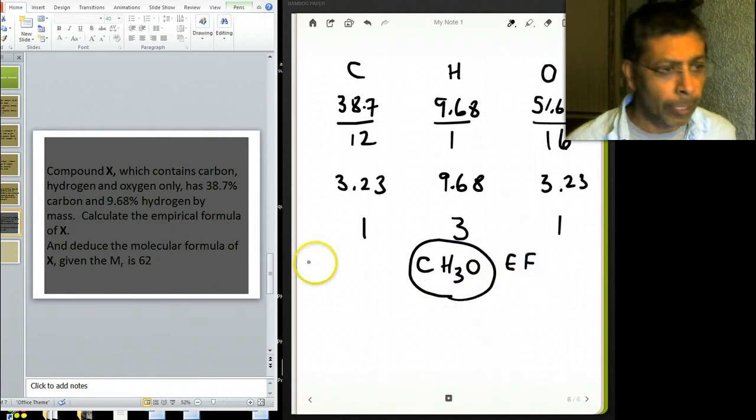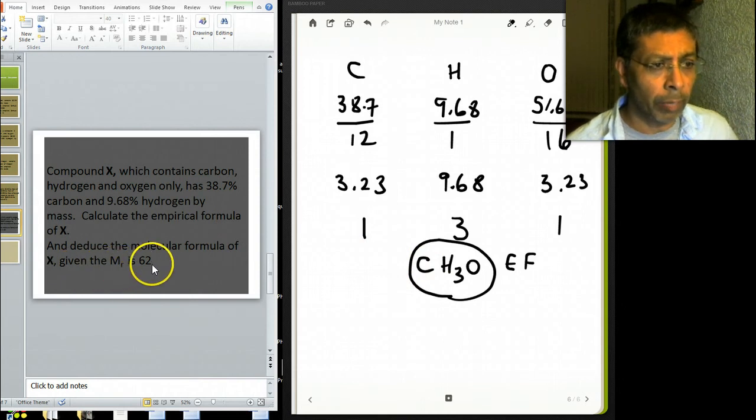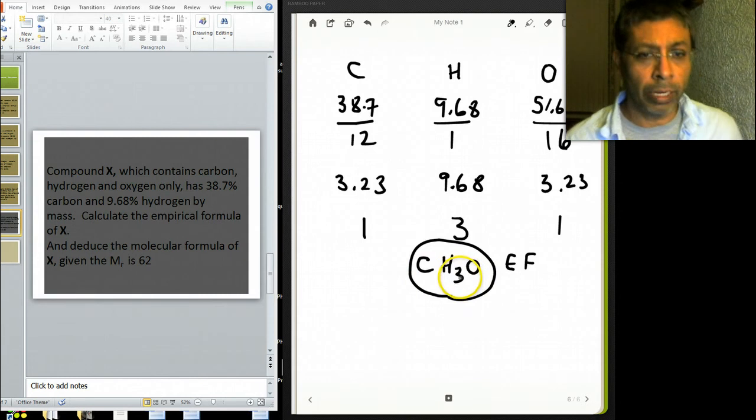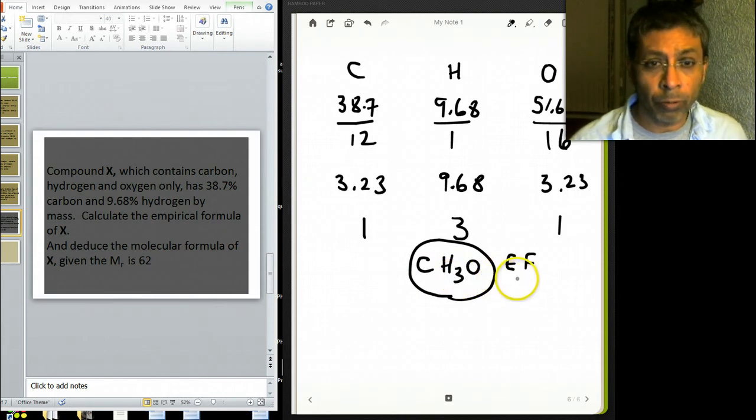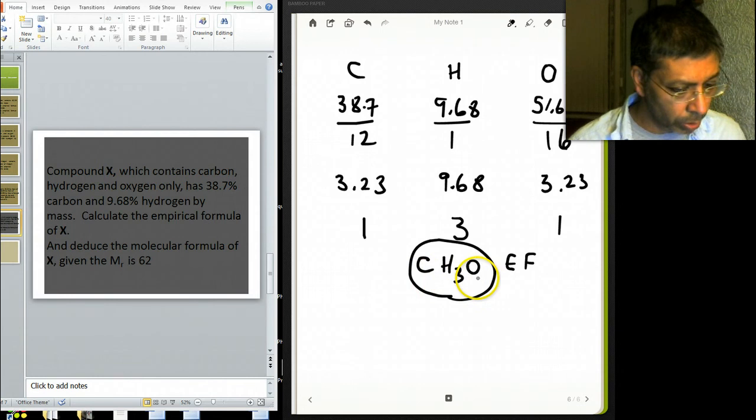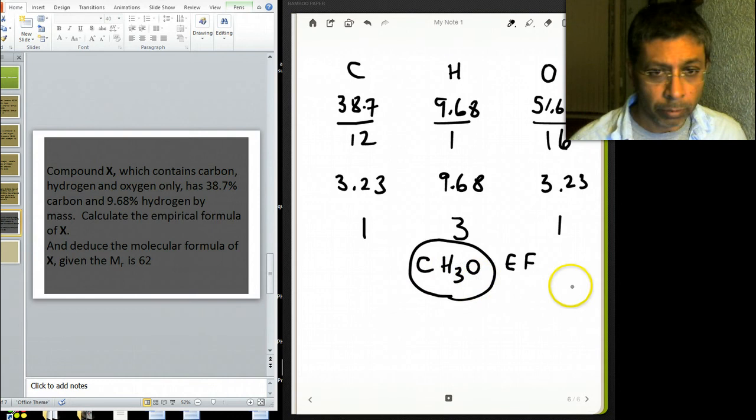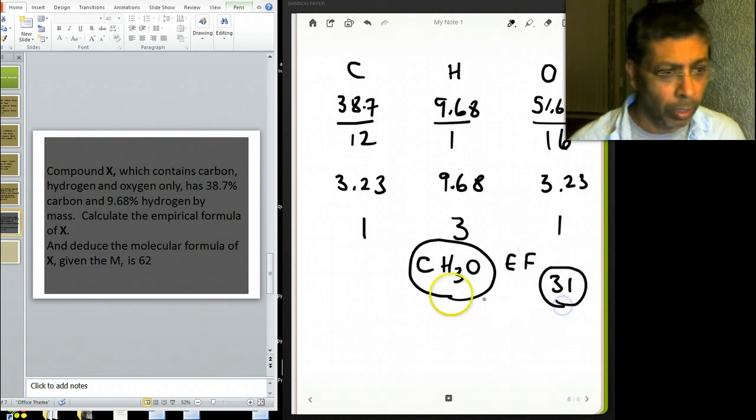Okay. Now, calculate the empirical formula, done, and deduce the molecular formula of X given the molecular mass is 62. Now, in order to work out the molecular formula, we need to know the empirical formula mass. So if you add up these values, 1 carbon, 3 hydrogens and 1 oxygen, you will get 12 plus 3 plus 16, that comes to 31. 31 mass. And they're telling us that the molecular mass is 62.